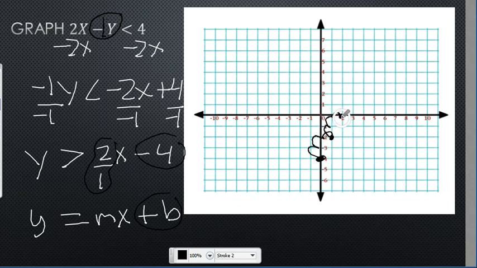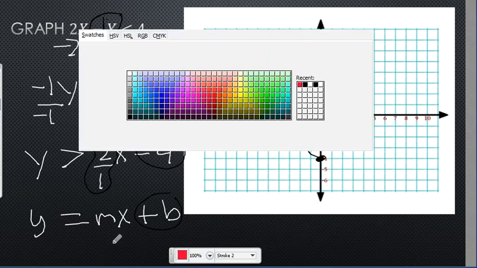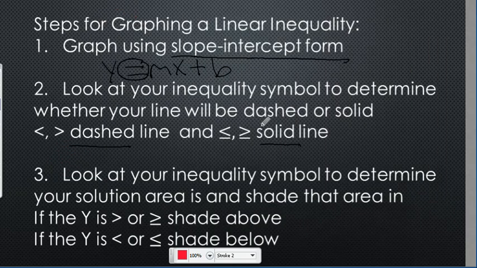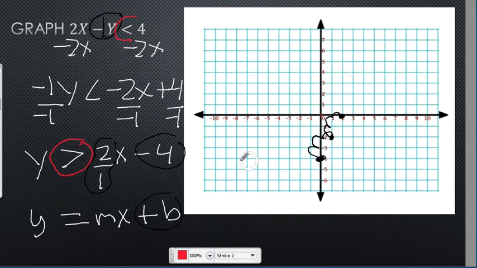Now before I graph my line, I need to pay attention to my symbol to figure out whether my line is going to be dashed or solid. Can you see your inequality symbol right here? It's a greater than. If we refer back to our notes, if our inequality symbol is just a greater than, it's going to be a dashed line. So we're going to go ahead and do a dashed line here.